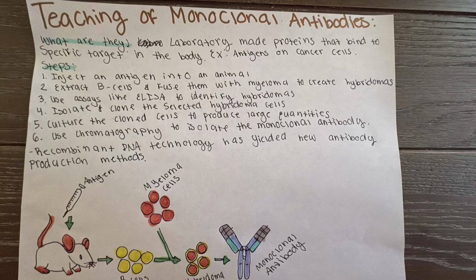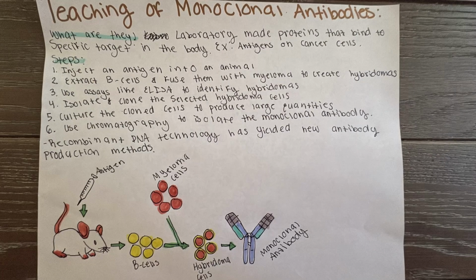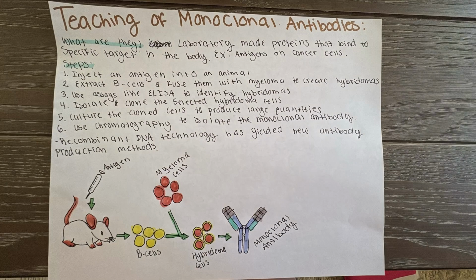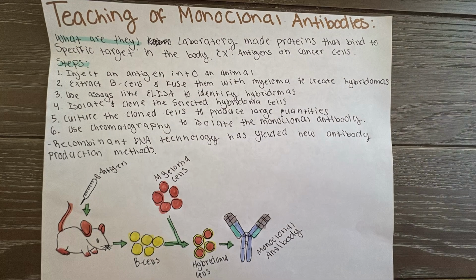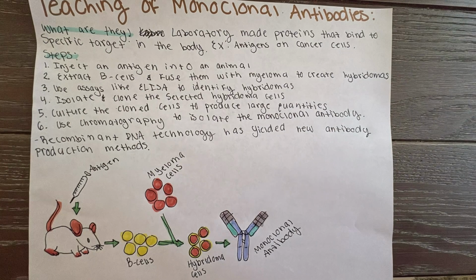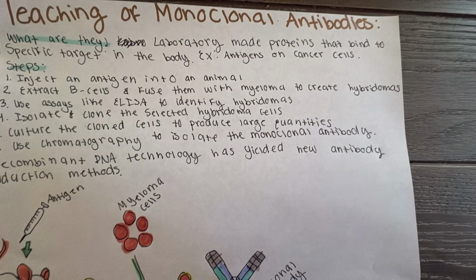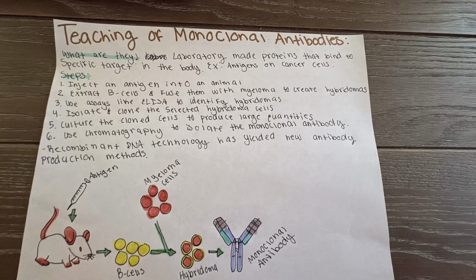Use assays like ELISA to identify hybridomas. Isolate and clone the selected hybridoma cells. Culture the cloned cells to produce large quantities, and use chromatography to isolate the monoclonal antibody. The recombinant DNA technology has yielded new antibody production methods.